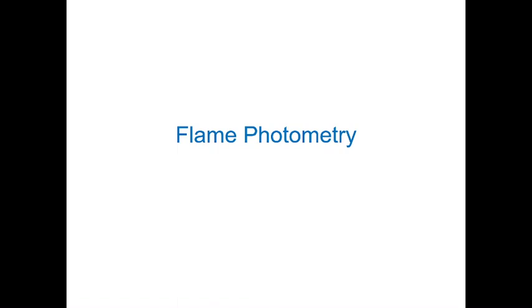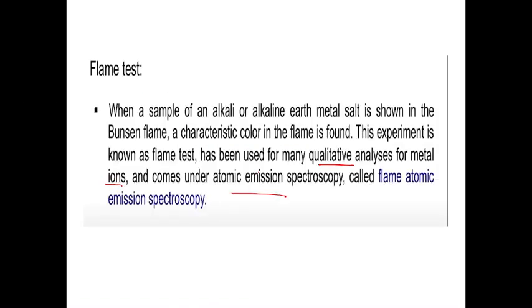Welcome. So today we are going to start another topic, which is flame photometry. Before starting flame photometry, let us see what is flame test. We know that whenever a sample of alkali or alkaline earth metal salt is shown in a Bunsen flame, non-luminous flame, a characteristic color is found in the flame.